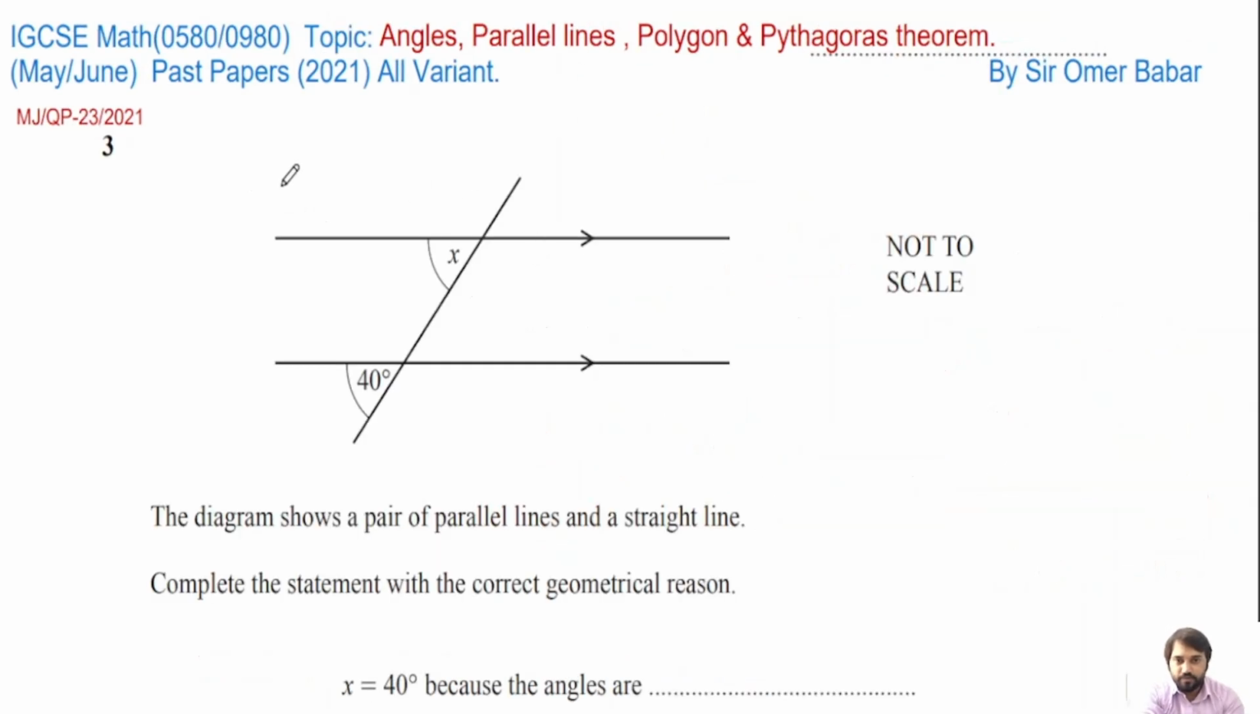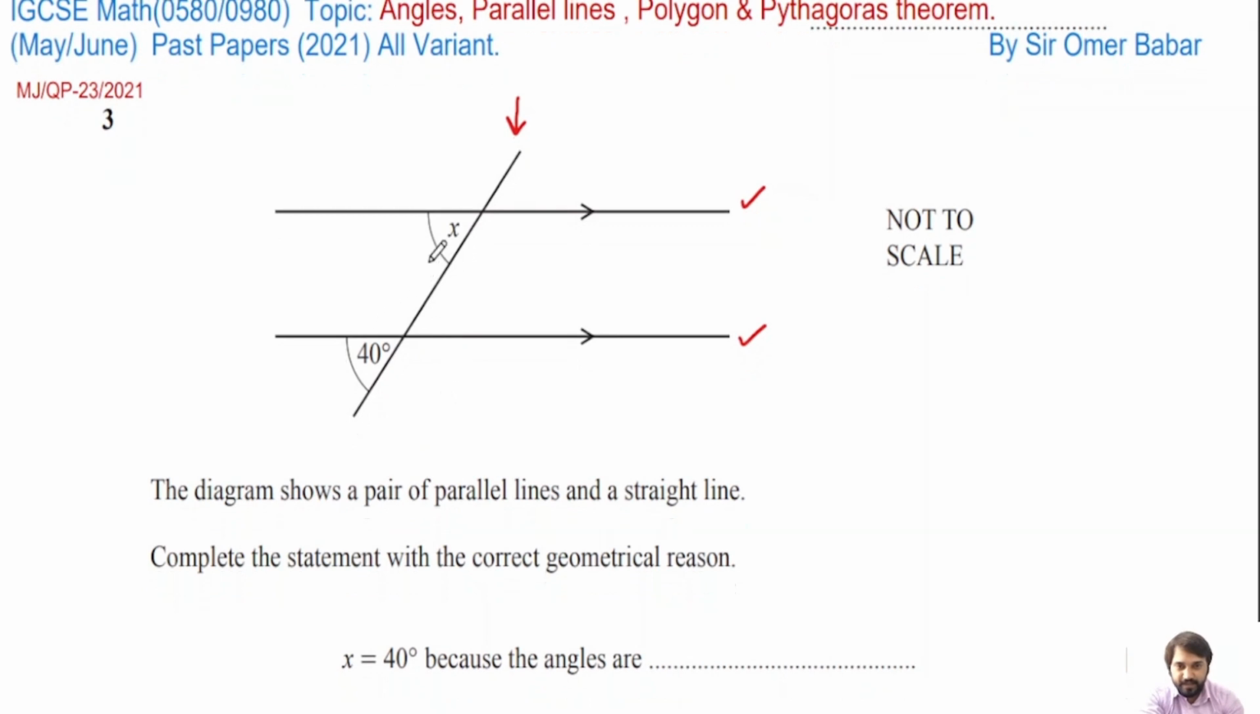Now in this row, our next question is question 3 that appeared in 2021. The paper was 2, the variant was 3. Now we have a set of parallel lines. The diagram shows a pair of parallel lines and a straight line. So these are parallel lines, and this one is a straight line, also called a transversal line. Complete the statement with the correct geometrical reason. x is equal to 40 degrees. The question is saying x is 40 degrees because the angles are.